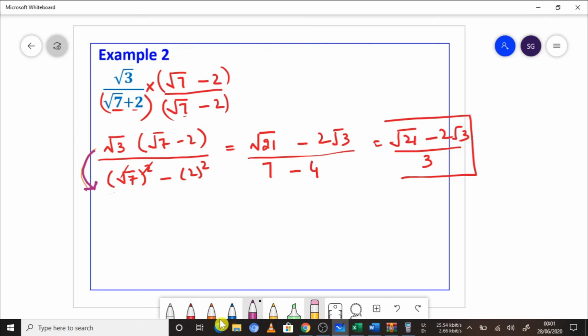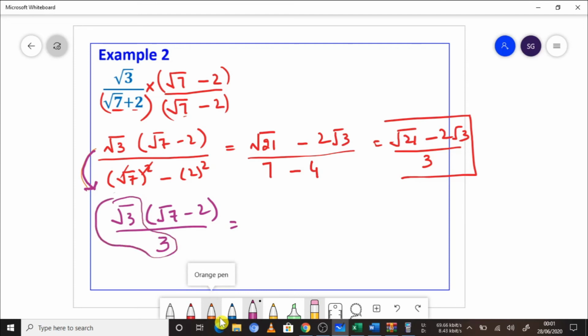Let's say if I hadn't multiplied this square root of 3 inside this bracket, and I'll leave it as it is, square root of 3 and then square root of 7 minus 2, and beneath we have square root of 7 squared, which is 7, and 2 squared, which is 4, and their difference is 3. Be careful to not be tempted to combine these two bases. If you combine these two bases, you will have square root of 3 divided by 3, and that would result in square root of 7 minus 2 over root of 3.